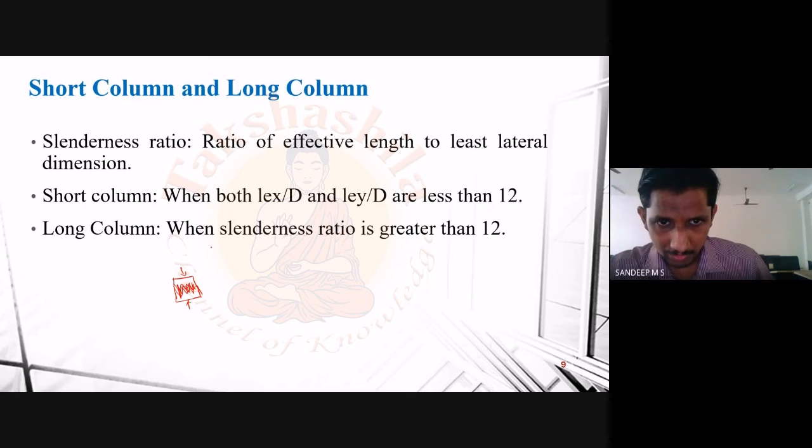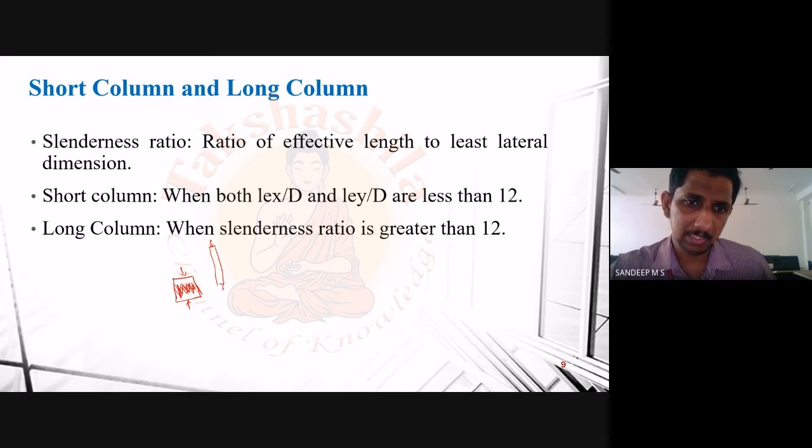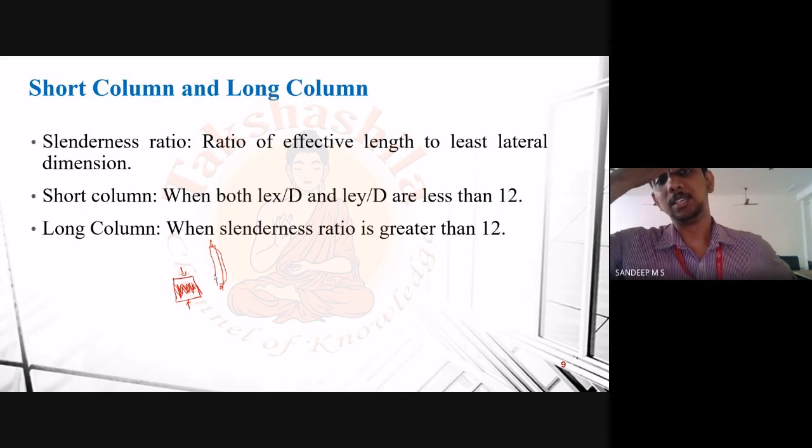Say, instead of this, we have a longer column. What will happen? When we go on increasing this load, there will be some sort of bending also, and it will fail in a mixed manner. There will be compression as well as the effect of buckling. This thing we call buckling. So there will be the effect of buckling as well as compression, and finally it will fail in that manner.